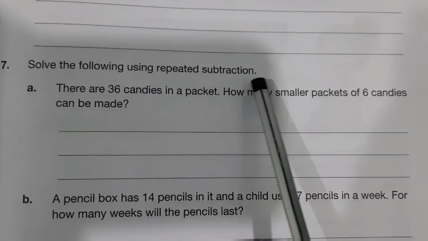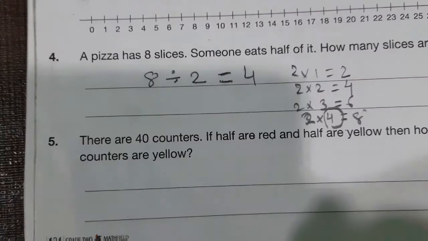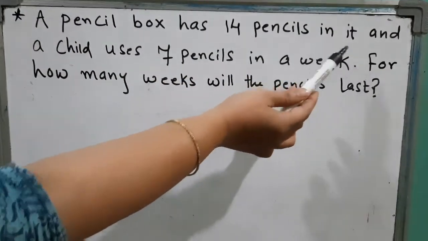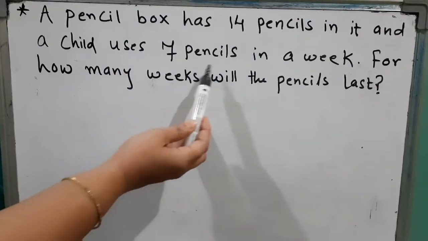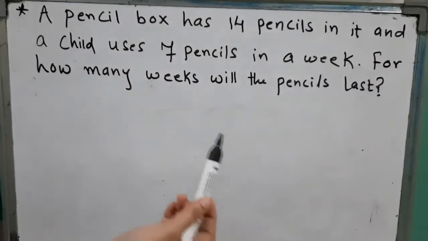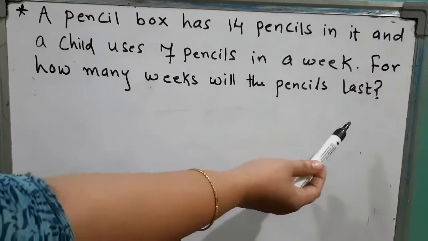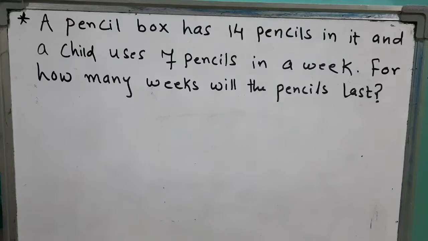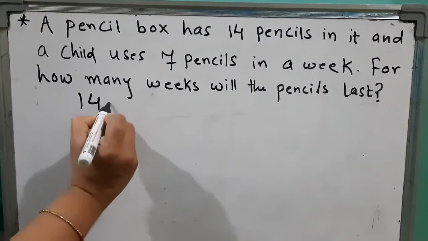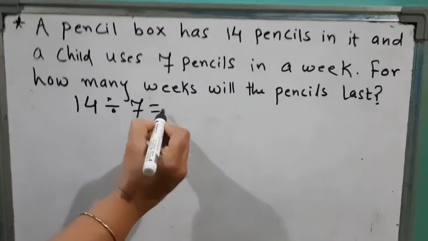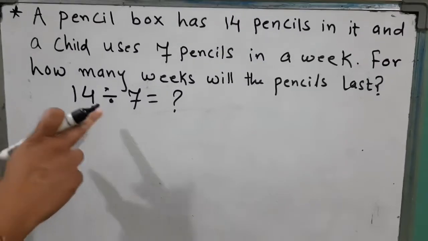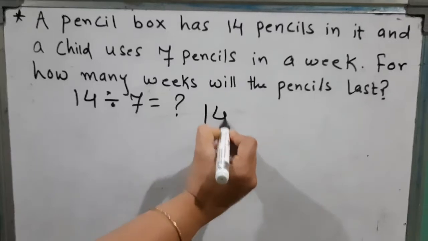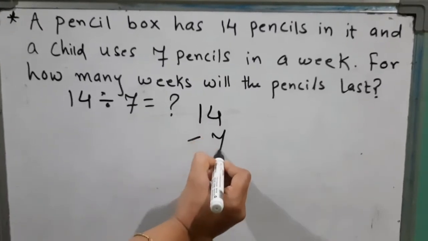Solve the following using repeated subtraction. Let's solve it. A pencil box has 14 pencils in it and a child uses 7 pencils in a week. For how many weeks will the pencil last? Means we have to divide 14 divided by 7. We have to calculate this with the help of repeated subtraction. Let's do 14. We are doing here repeated subtraction.